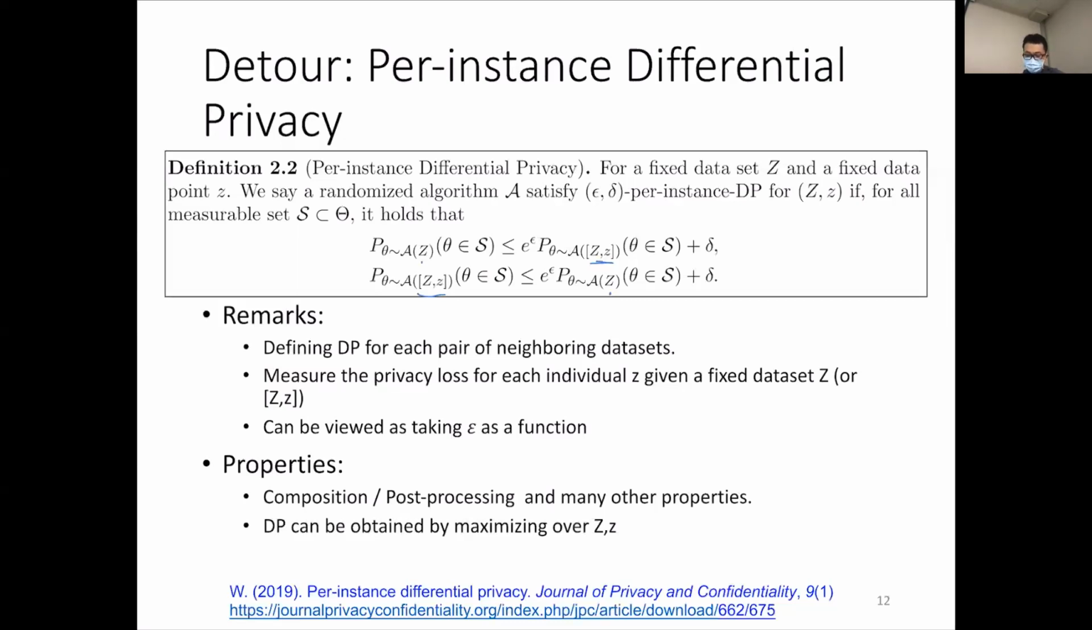And this is useful because it measures the precise privacy loss for each individual, when a fixed data set, either Z or Z concatenated with little z, is being processed by this randomized procedure, this randomized algorithm A.